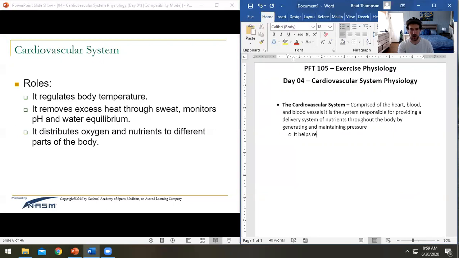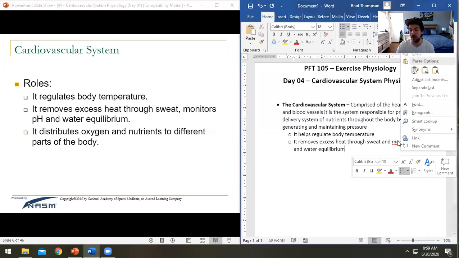It helps regulate body temperature. It also, like I said, removes waste. It removes excess heat through sweat, and monitors pH and water equilibrium.